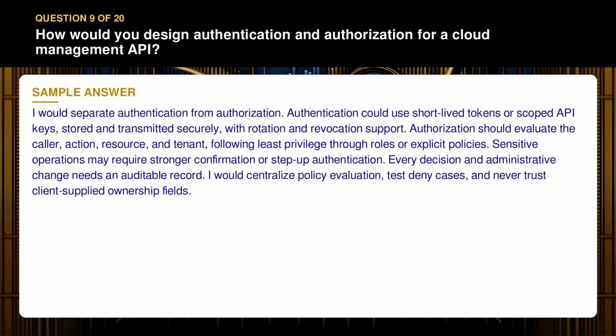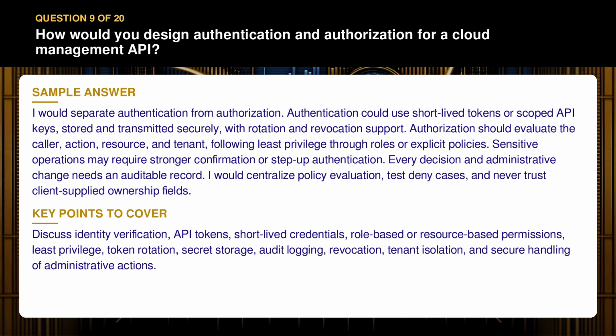Every decision and administrative change needs an auditable record. I would centralize policy evaluation, test deny cases, and never trust client-supplied ownership fields. Discuss identity verification, API tokens, short-lived credentials, role-based or resource-based permissions, least privilege, token rotation, secret storage, audit logging, revocation, tenant isolation, and secure handling of administrative actions.